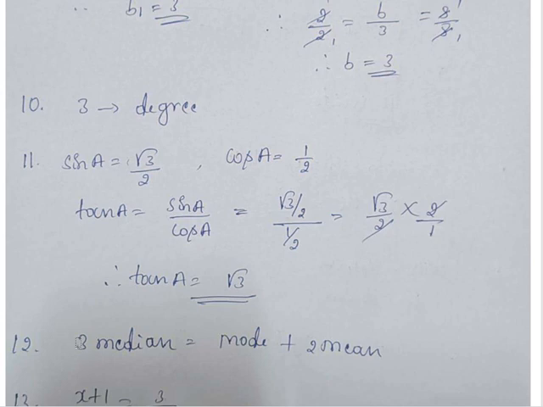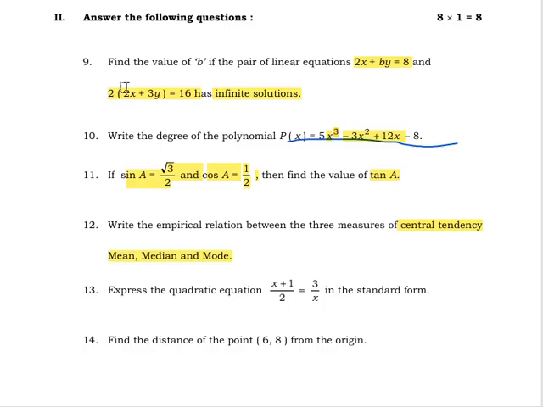3 median equals mode plus 2 mean. This one you have to remember, the central tendency relation between the median, mode and mean. Okay, 3 median equals mode plus 2 mean. This is also a direct question, so you should practice all the formulas.